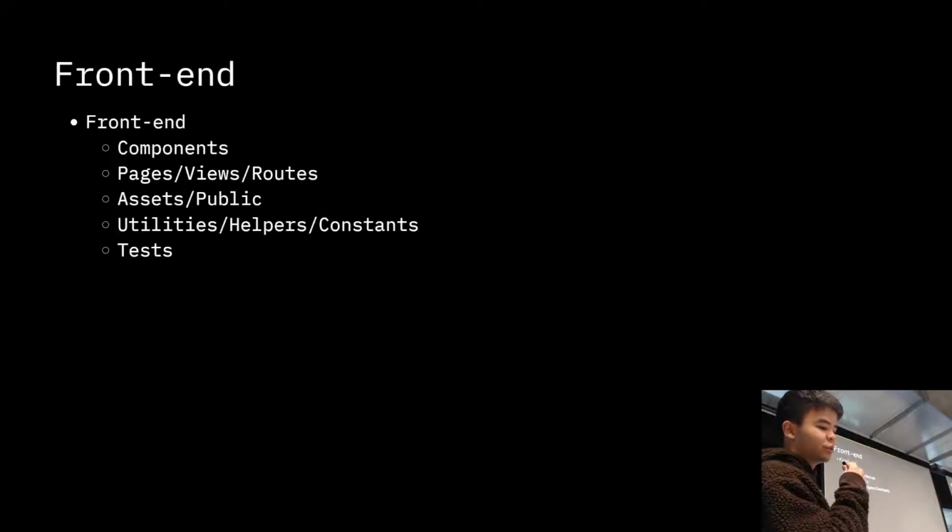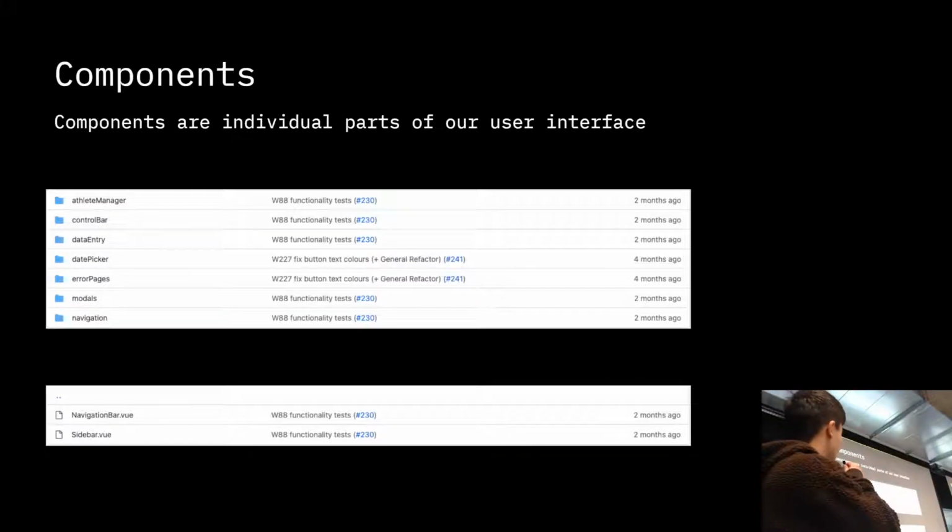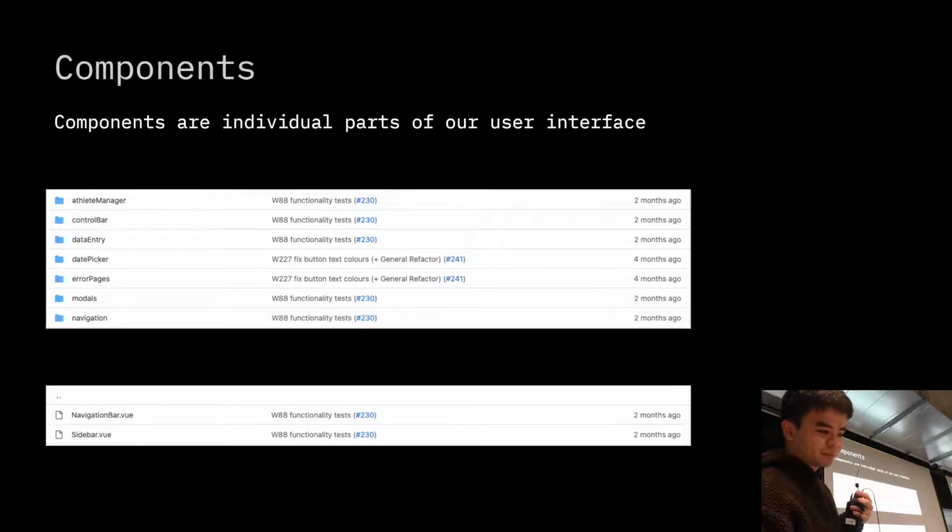So for the front end, we have components, pages, views, routes, assets, utilities, and tests. To start off, we have components. Components are small parts of our UI, like a nav bar or modal. The reason why we have components is because we don't want to keep rewriting code. We want to be able to reuse things.